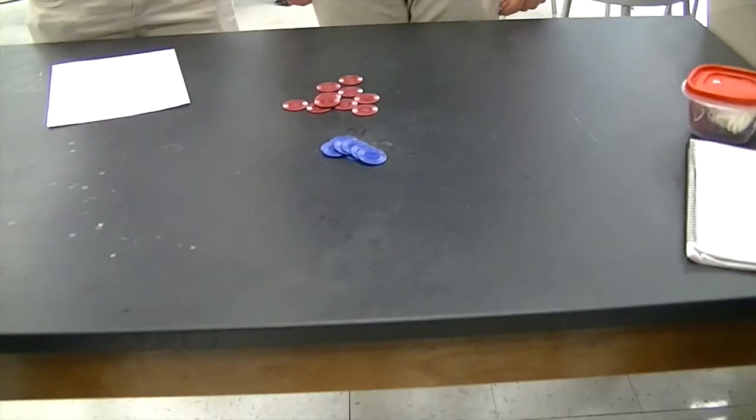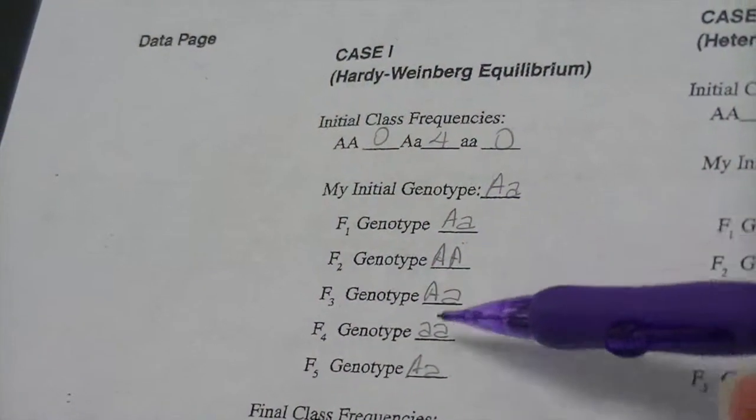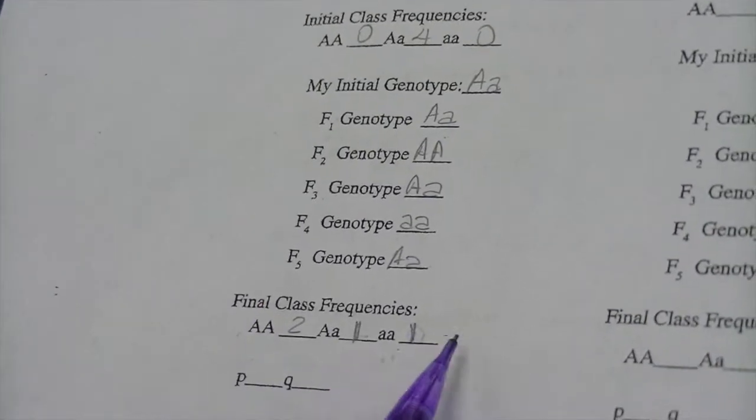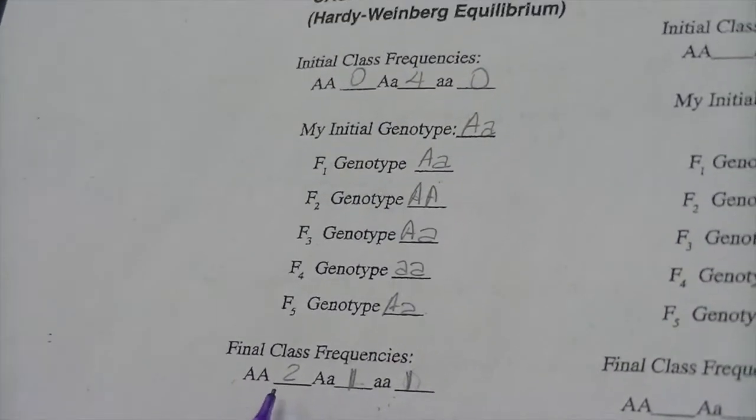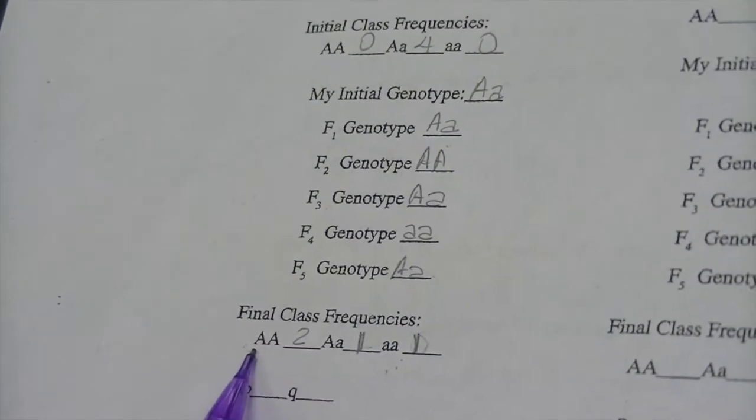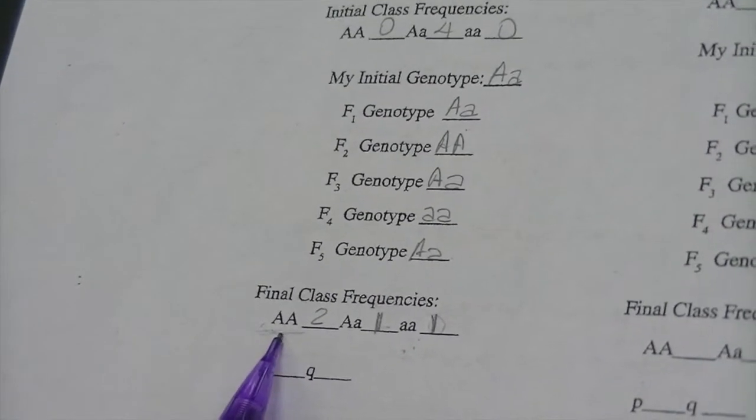At this point, you will need to find a new random partner and repeat the process until you have completed a total of 5 generations. After completing your 5 generations, you're going to record the final class frequencies. In this case, we had 2 homozygous dominant, 1 heterozygous, and 1 homozygous recessive.